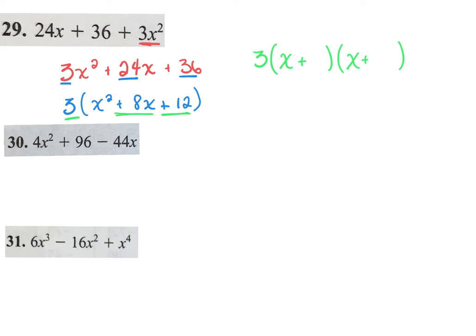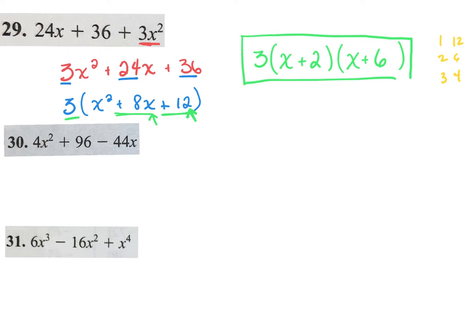So now we're going to say, what factors of 12 add up to give me an 8? If I list all of my factors of 12, I have 1 and 12, 2 and 6, 3 and 4. And I'm looking for something that adds to give me 8. Which 2 am I going to use? The 2 and the 6. And that is my answer.